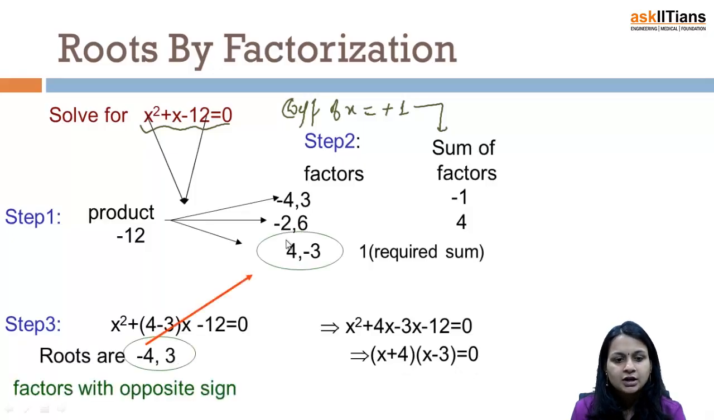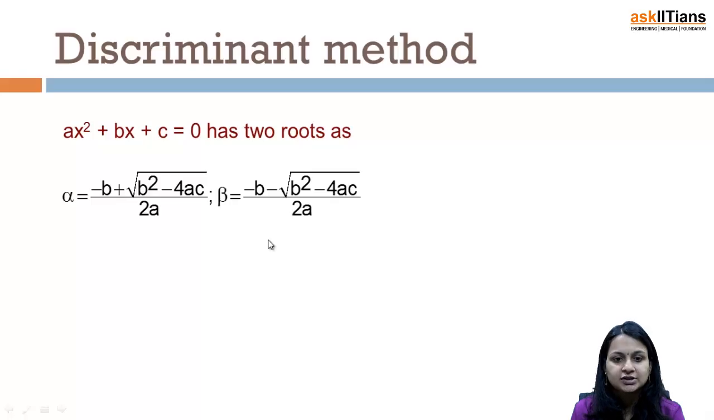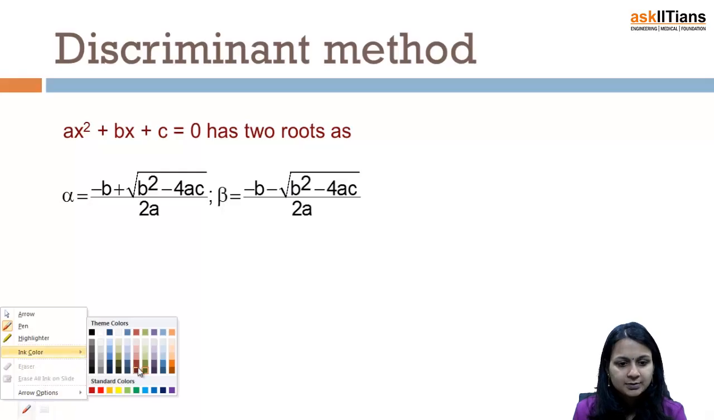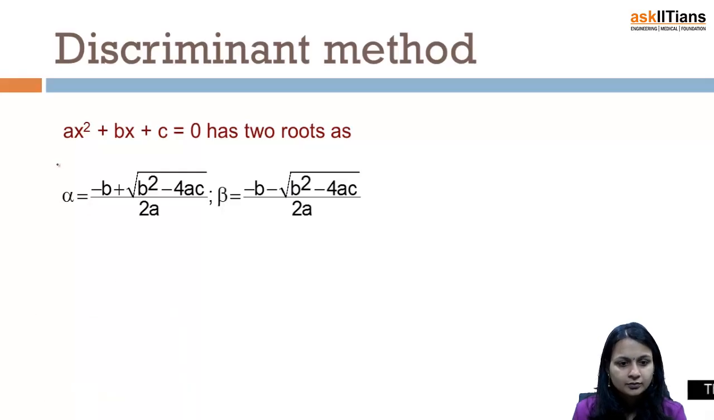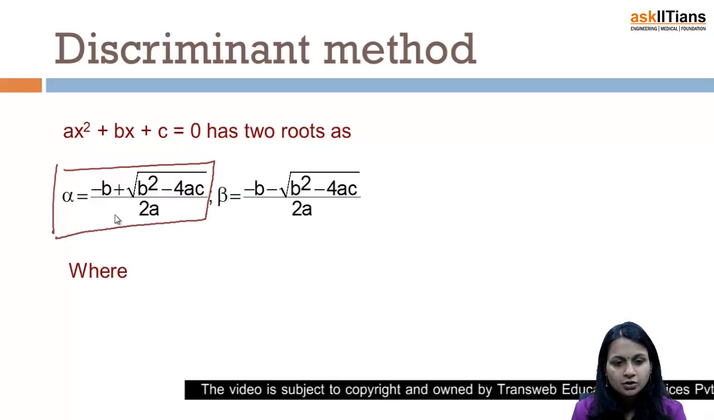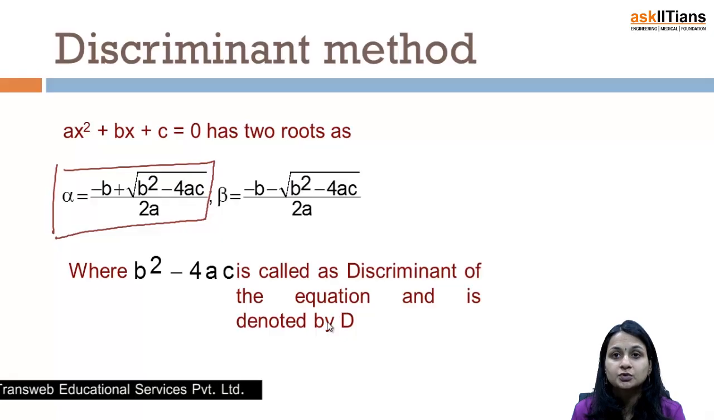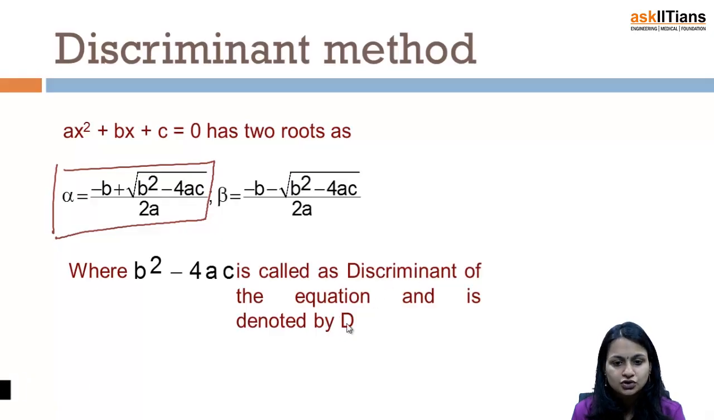Okay, now we will move to the next method, which is the discriminant method. In the discriminant method, we say that if I have an equation ax square plus bx plus c equal to 0, we have the formula for it. Its roots are alpha equal to minus b plus or minus under root b square minus 4ac upon 2a. Now this b square minus 4ac is called the discriminant of the equation, which is very important to talk about nature. Okay, so this is my discriminant.